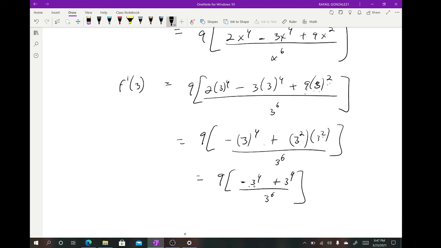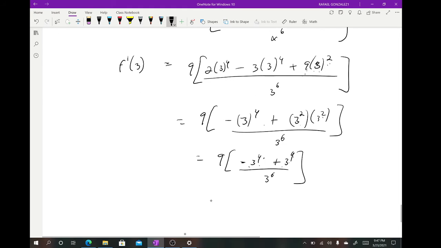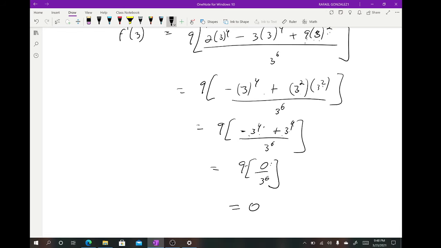But now, negative 3 to the 4 plus 3 to the 4 is 0. So we have 9 times 0 over 3 to the 6. But 0 divided by 3 to the 6 is 0. And then 0 times 9 is 0. So this whole thing is equal to 0. So we have that f prime evaluated at 3 is actually equal to 0.